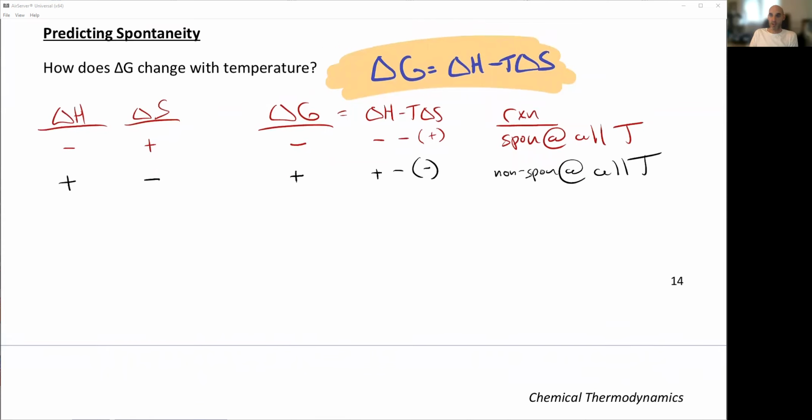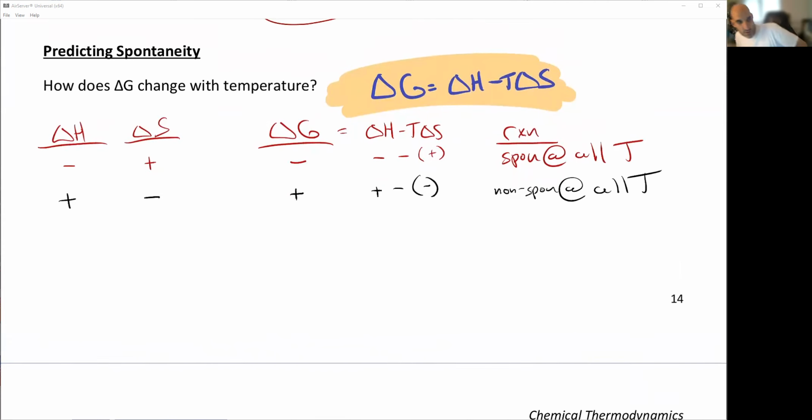Okay, so those are the easy values that we can actually get there. That's the kind of stuff that we're looking for. So let's take a look at what happens if they're both negative. If both of these values are negative, so let's see, delta H is negative, minus T, and then that is negative as well.